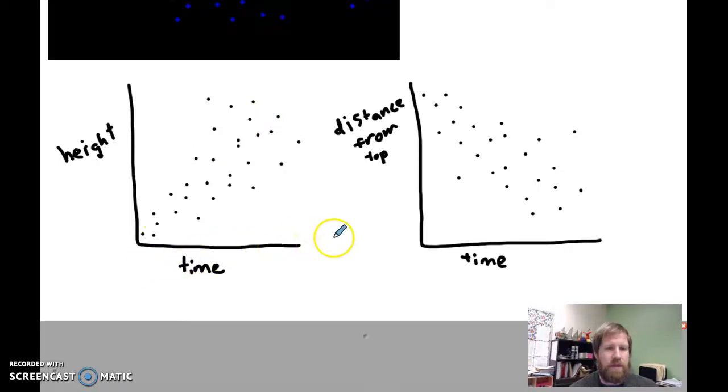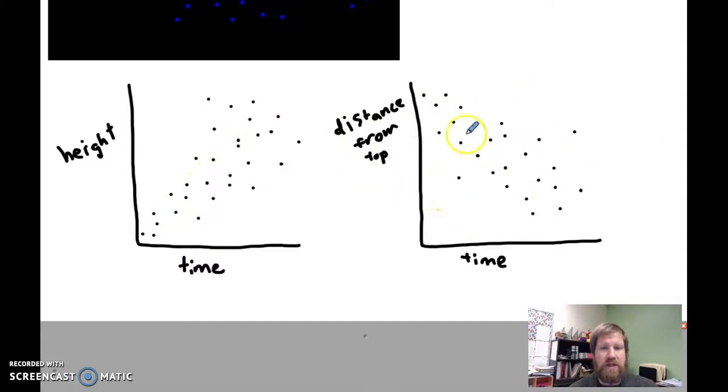This would be a positive correlation because generally they're increasing their height the longer we give them to climb. Okay? Same situation, same data, in fact, same people, except now we've changed it. So it's distance from the top of the mountain. So now we have people starting at the furthest distance from the top of the mountain, that same distance basically. And the more time we give them, the less distance they have from the top of the mountain.